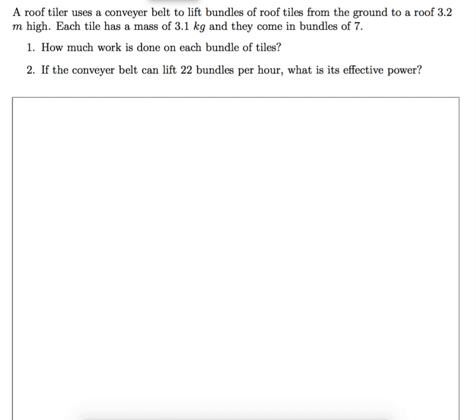So moving on from energy to work and power, we've got a situation. A roof tiler uses a conveyor belt to lift bundles of roof tiles from the ground to a roof 3.2 meters high. Each tile has a mass of 3.1 kilograms and they come in bundles of 7.